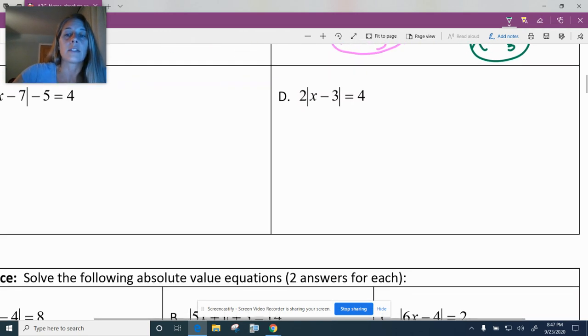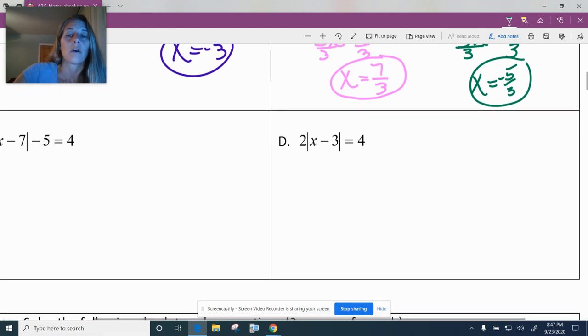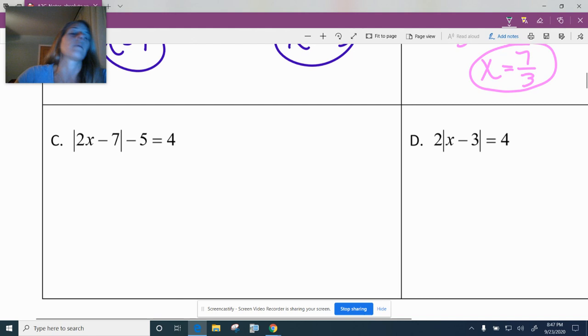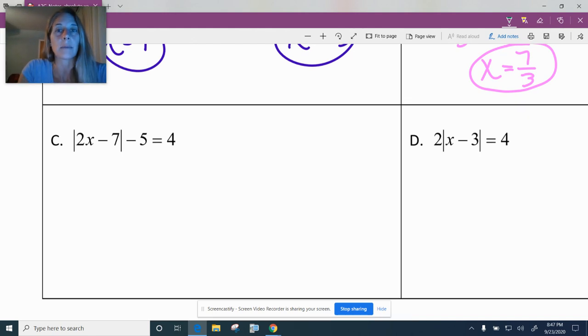Okay. Now the next two problems also have absolute values. However, there is something else in the problem. It's not just an absolute value with an equal sign and what it's equal to. There's also this -5 in example C. In example D, there's this 2 out in front.